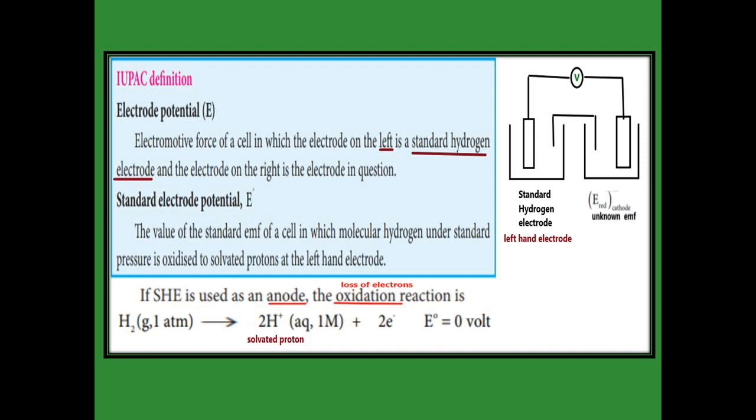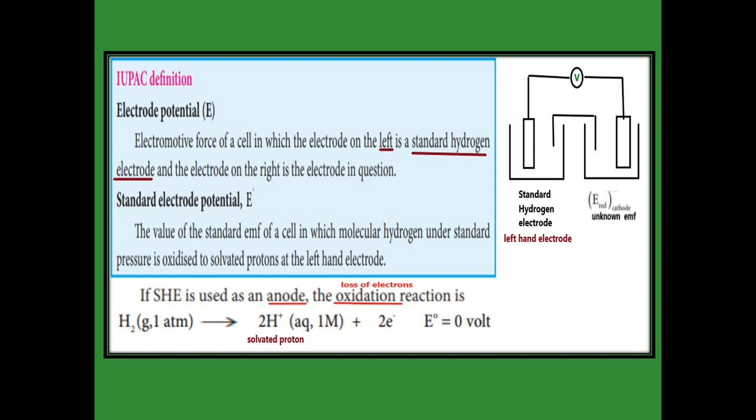Then standard electrode potential, E naught. Standard electrode potential E naught is the value of the standard EMF of the cell in which molecular hydrogen H2 under standard pressure, standard pressure meaning 1 atmosphere, oxidizes. Oxidizes means an oxidation reaction, loss of electron. So the hydrogen loses 2 electrons and becomes 2 H plus. The H plus is called solvated protons, and it happens at the left hand side electrode.